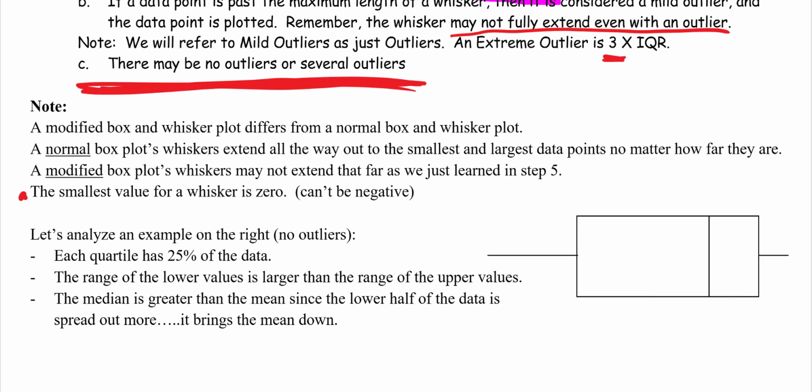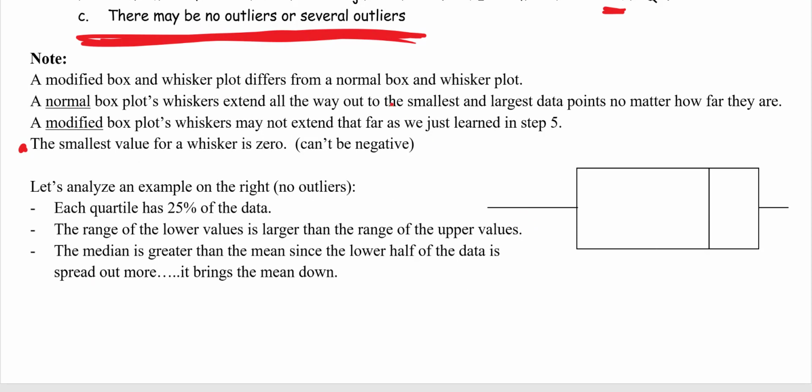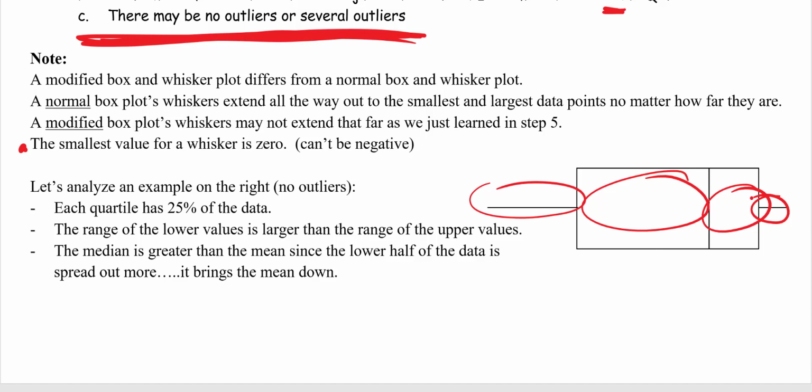Okay, so let's take a look at this one nice little friendly modified box and whisker plot with no outliers and just see what it's all about. Remember, each quartile has 25% of the data. Very, very important. The range of the lower values is larger than the range of the upper, because this is big, and this is small, and this is small. So the range, once again, range is important. The range of the lower is larger than the range of the upper. Okay? And then the median is greater than the mean.